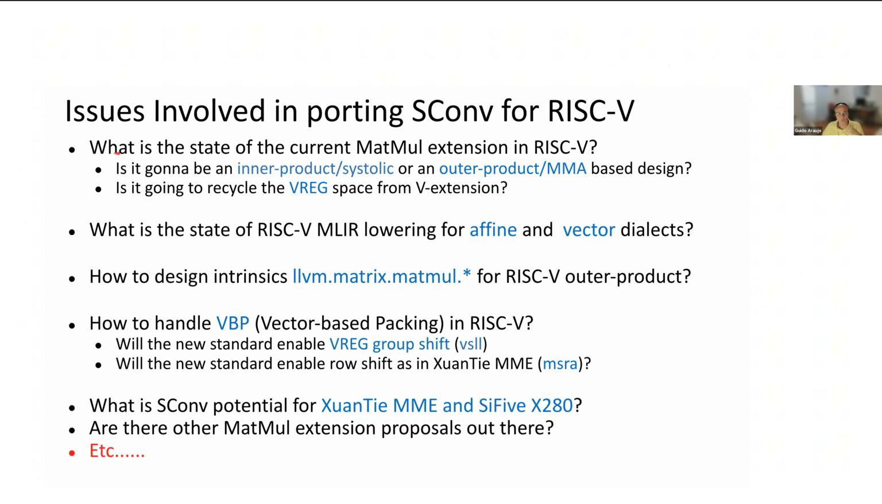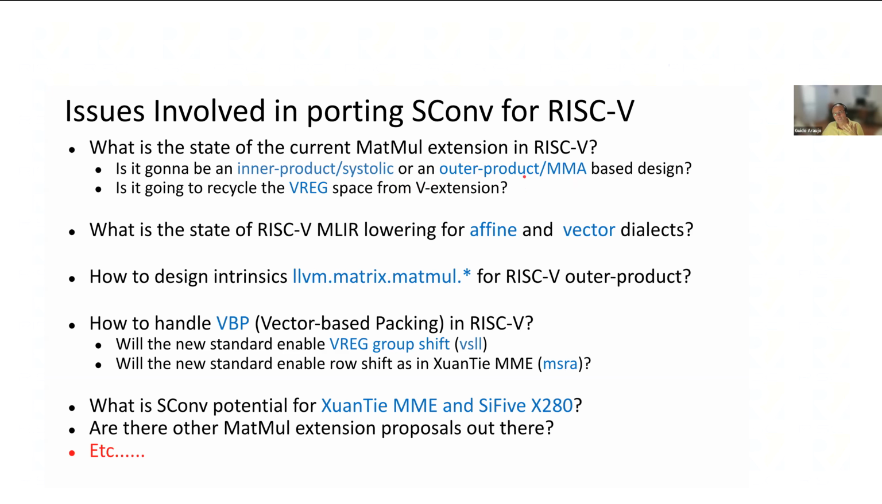The first question that showed up for me on this is, what is the state of the current matrix extension? I know about the ZT MEV. I know that the standards are going to be moving into some definition. But some questions would be really important to understand very early on, like, is it going to be an inner product or systolic based hardware design, or an outer product, MMA, or even ME? I'm not sure if ME is systolic or product based.